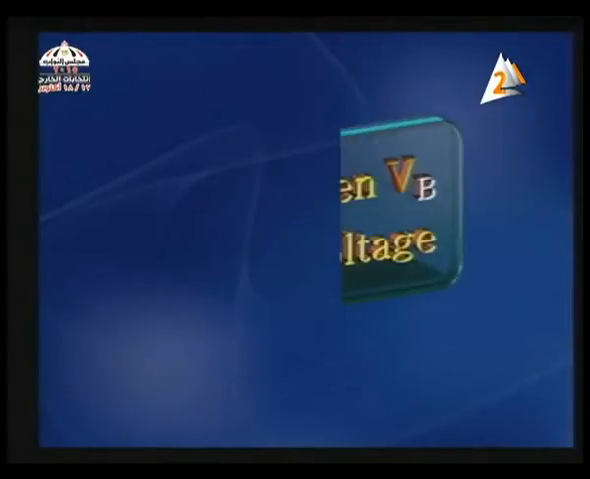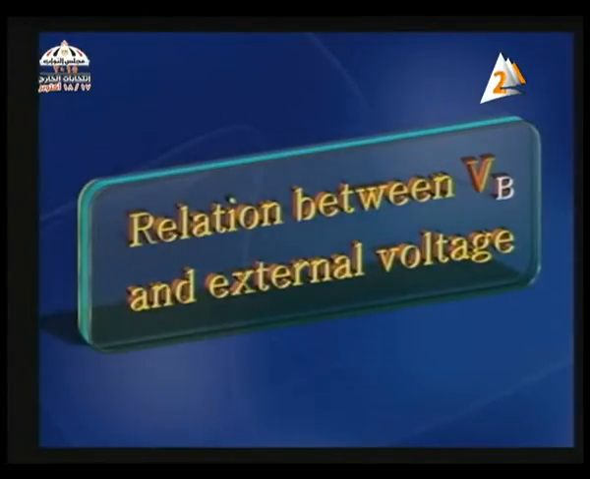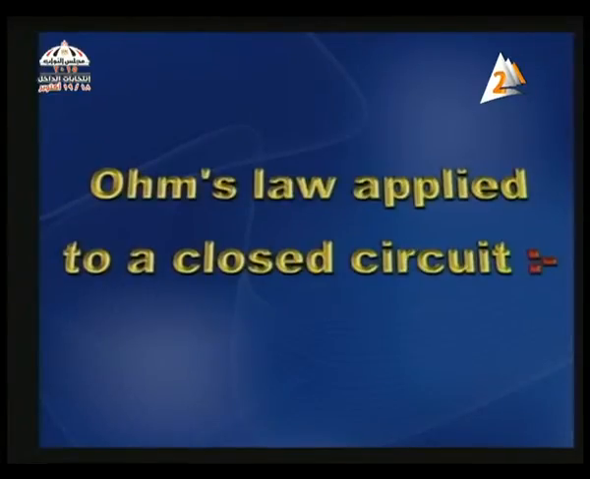Relation between V battery, the EMF of a cell, of course, V battery is the EMF of a cell, and external voltage. First of all, talking about Ohm's law applied to a closed circuit. In front of you, we've got a circuit that contains a battery, VB, of internal resistance denoted by small r and external resistance R capital.